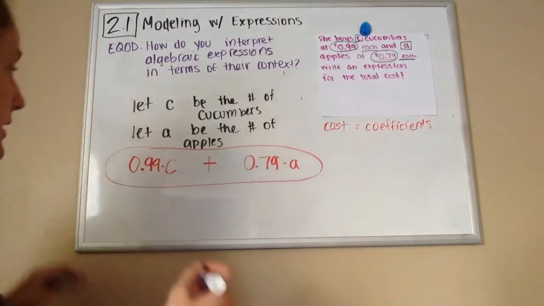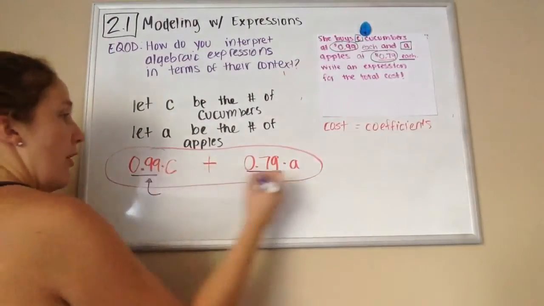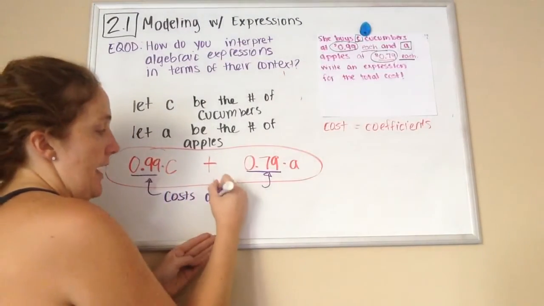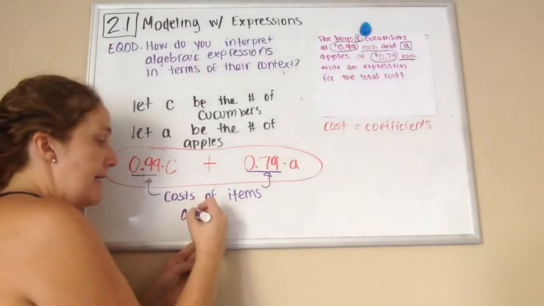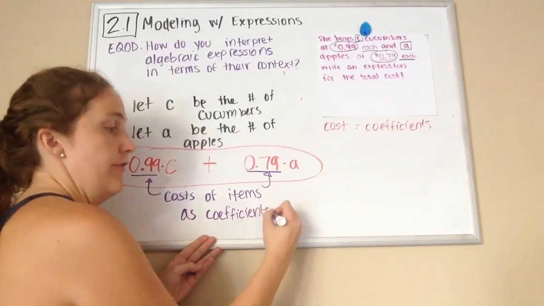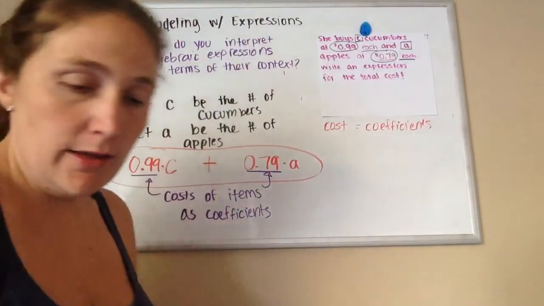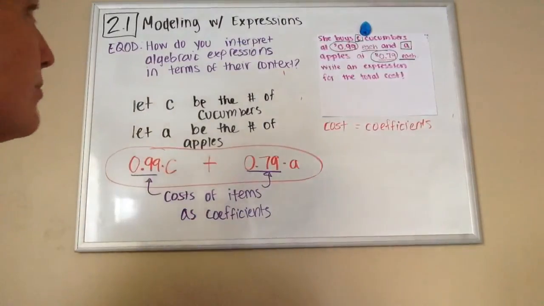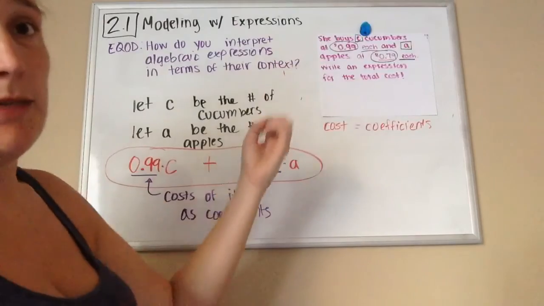But what I really want you guys to notice is that this 99 and this 79 are the costs of the items, but they are represented in the expression as the coefficients of these variables. Okay, so that was really modeling with expressions, kind of in a breeze, pretty quick. We're going to do a lot more with word problems in the next section. This was just introducing us to starting to work with word problems, breaking them down, pulling things out.